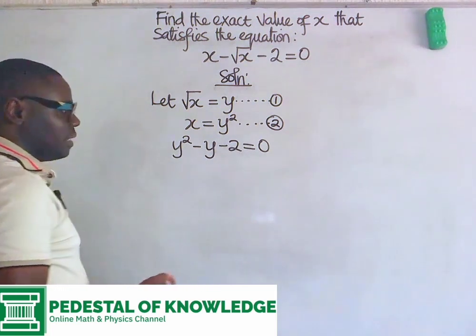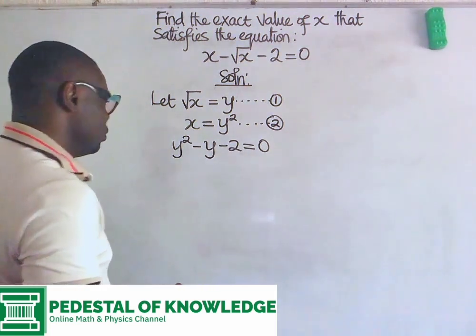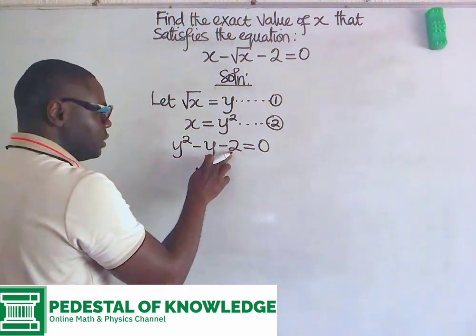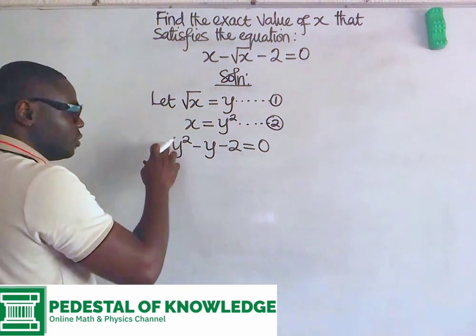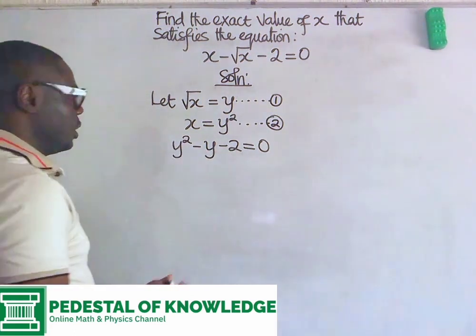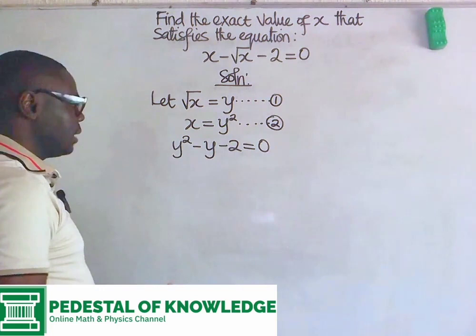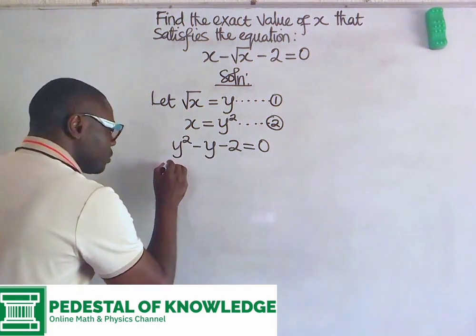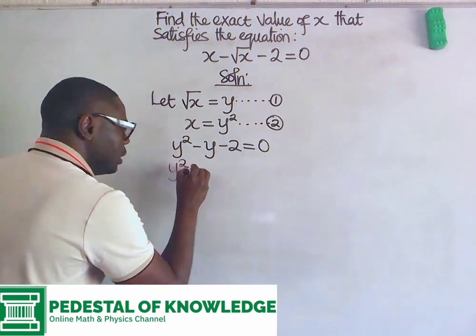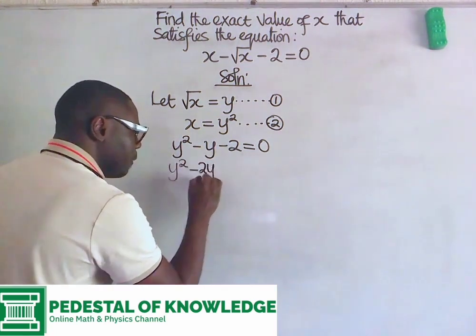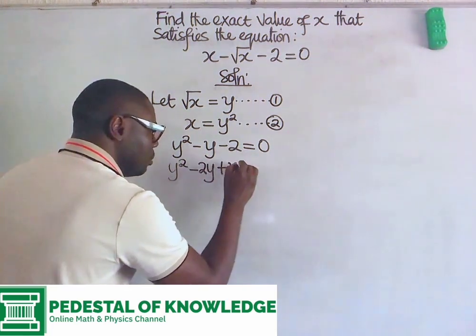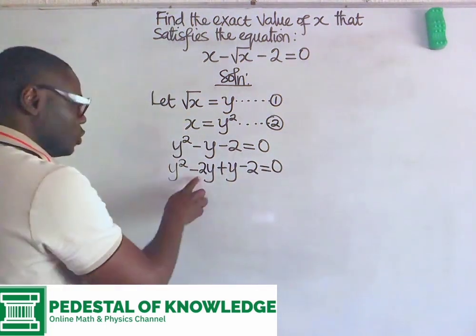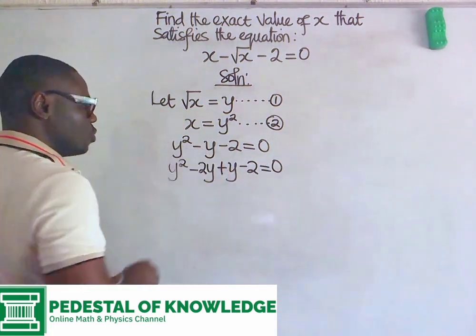And the easiest and the fastest method to get the roots of the equation is to use the factorization method, in which case we multiply these two with the coefficient of y squared here, which is 1. Now 2 times 1 is equal to 2, and the factors of 2 are 2 and 1. So we're going to replace y with those factors. So we're going to have y squared minus 2y plus y minus 2 is equal to 0, because minus 2y plus y is equal to minus y.